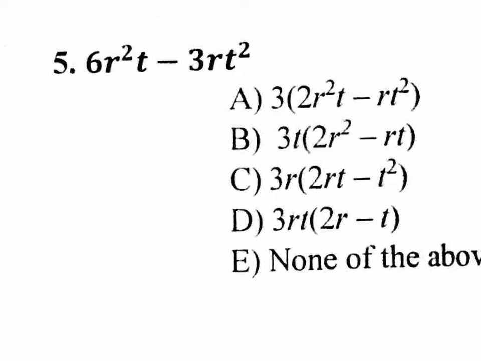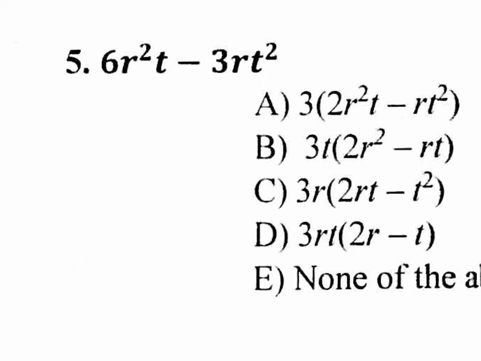Jumping to number 5, doing the odd ones here. Again, you always start by pulling out the GCF. So put parentheses. What's in common with the coefficient 6 and 3? A 3. Okay. And then how about, is there r's in both terms? Yes. What's the maximum amount of r's I could pull out from both at the same time? Just one. Okay, so let's put one r out here. And what's the maximum amount of t's I could pull out? Just one t, right? So let's put 3rt, and that is our GCF, 3rt.